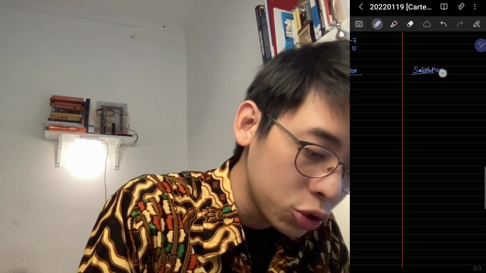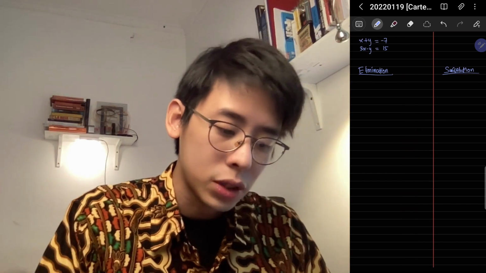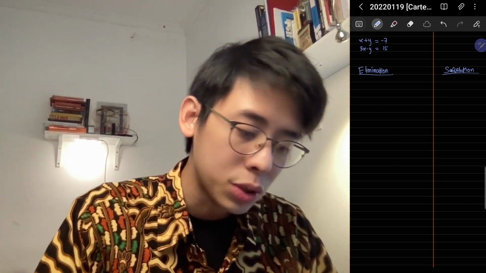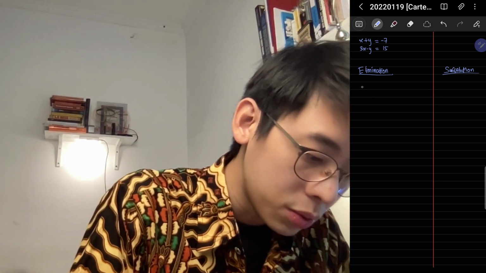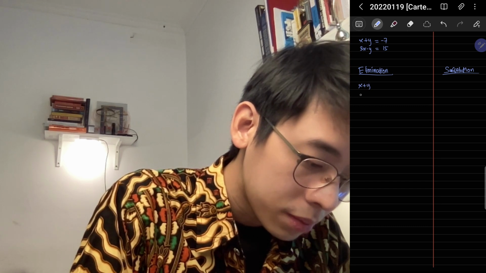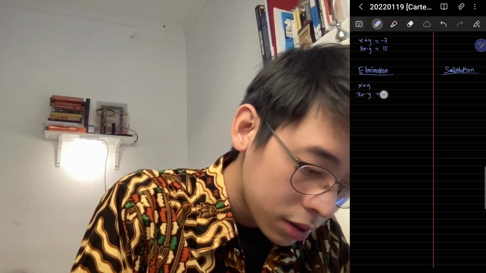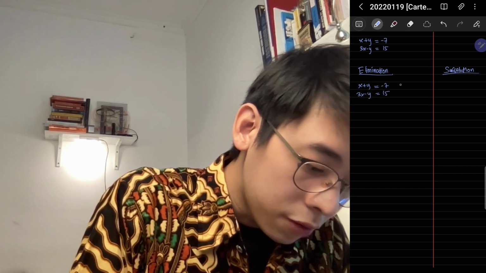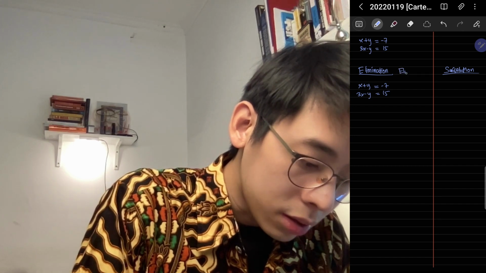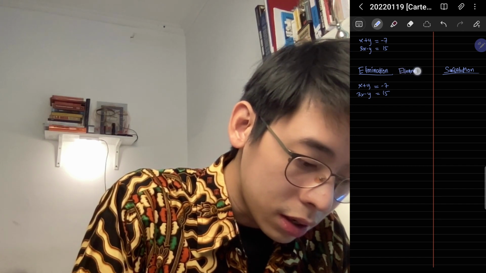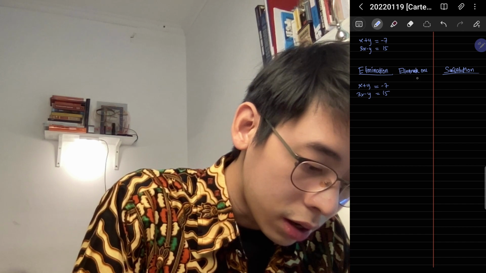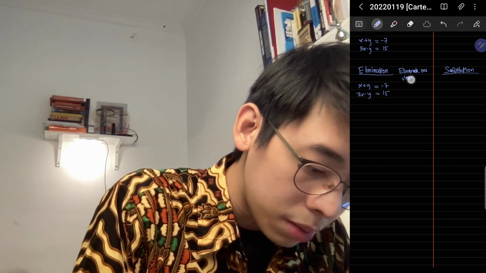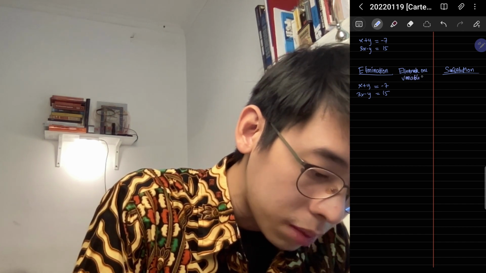Okay, so we have two methods to do this. The first one is elimination and the second one is substitution. First we try to do elimination. The aim of elimination is to eliminate one variable. It can be x, it can be y.